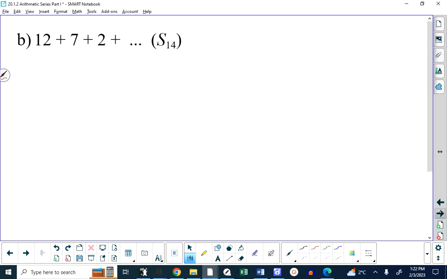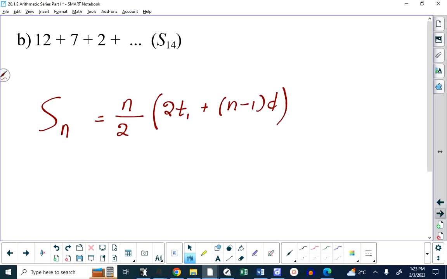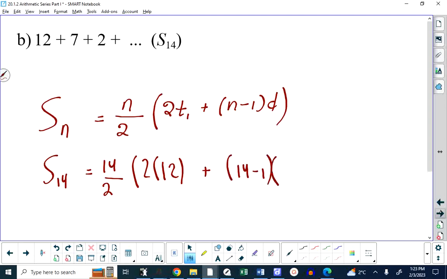B12 plus 7, etc. We want to find S14. So S14 is n over 2. I'll write out the formula again for you, even though it should be right in front of you. S14 is 14 over 2 times 2 in brackets times 12, because 12 is the first term, plus n minus 1, which would be 14 minus 1, times d, which is negative 5.